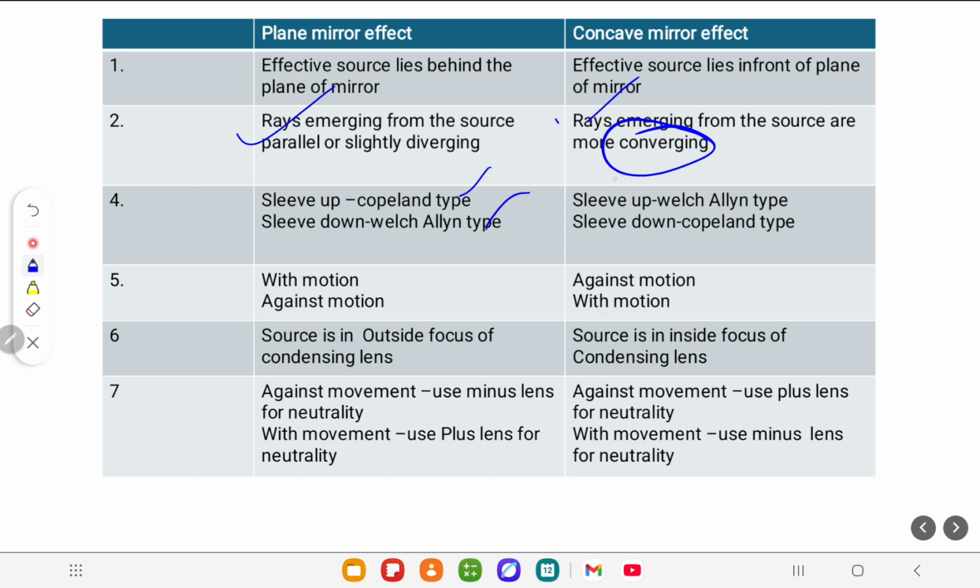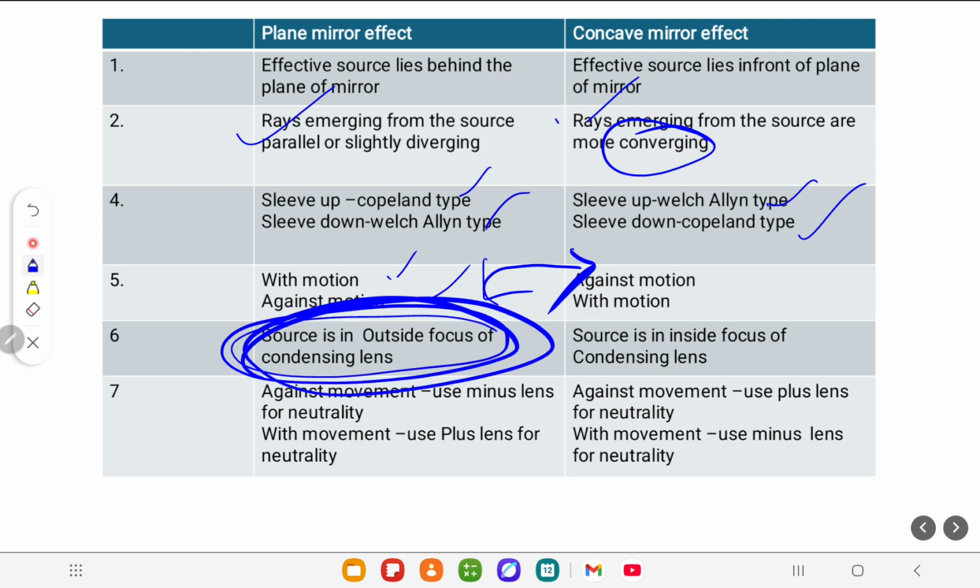So sleeve up and down. Just remember this thing. I even forget these things, because which type is which. Basically, with the plane mirror effect the reflex shows with motion, and it is always opposite for the concave mirror effect. If the plane mirror effect shows with motion, the concave mirror effect shows against motion, at the same time in the same lenses. The source is outside the focus of the condensing lens. That's what I'm telling you. The source is outside the focus of the condensing lens.